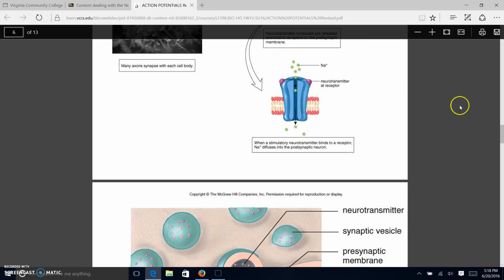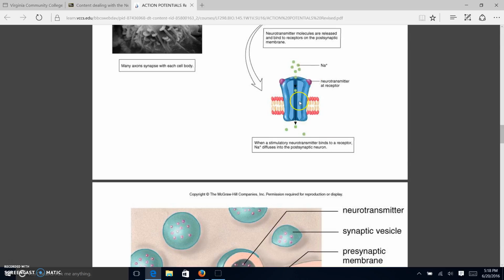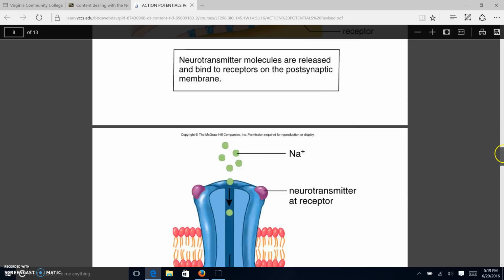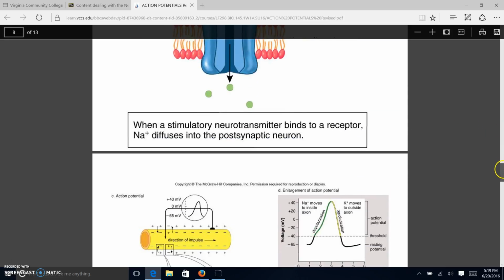Now, if this were an inhibitory neurotransmitter, it may allow a negative ion to come in, or it may open up a channel that allows positive ions such as potassium to leave. But because I see it's sodium here, I know that sodium is positive and I see it coming in, so I know it's actually exciting the cell, or making the millivolt numbers grow. Okay. And again, we see some examples of that.